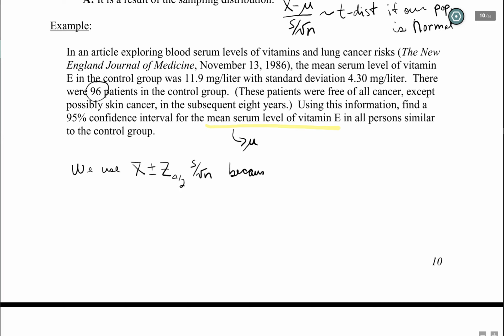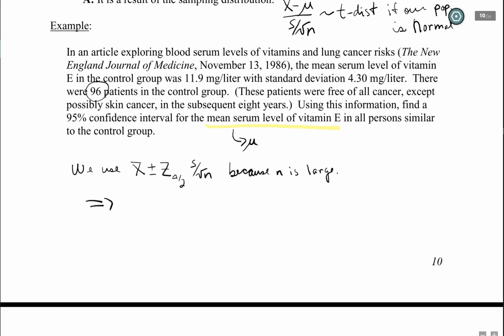because n is large. Now, n is large. We also have a random sample, and the standard deviation of the population is unknown.